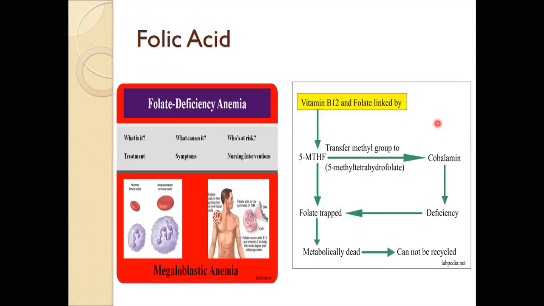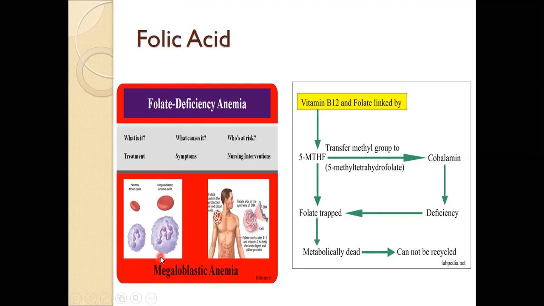Folic acid deficiency anemia. It's called megaloblastic anemia. The type of anemia resulting from folic acid deficiency is called megaloblastic anemia. Why is it called megaloblastic? Because the red blood cells are large in size but do not contain enough hemoglobin.